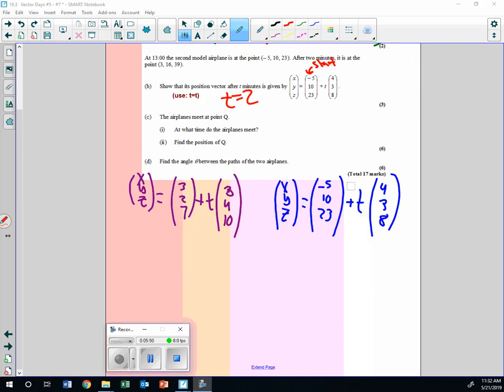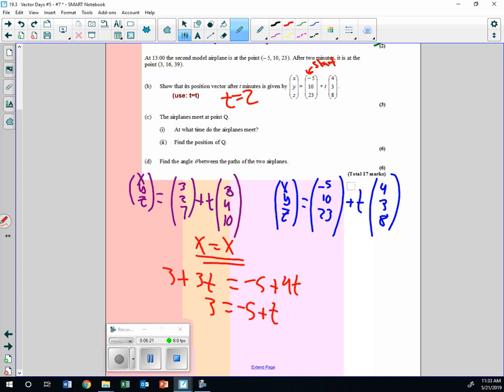If we're meeting, what will be true of their x's? Yeah, x will be equal to x, right? If they meet, x will be equal to x. So x is going to be 3 plus 3t. And this one, x is equal to negative 5 plus 4t. Okay, so if we subtract 3t from both sides, I get 3 is equal to negative 5 plus t, and if I add 5 to both sides, I'm going to get t equal to what?